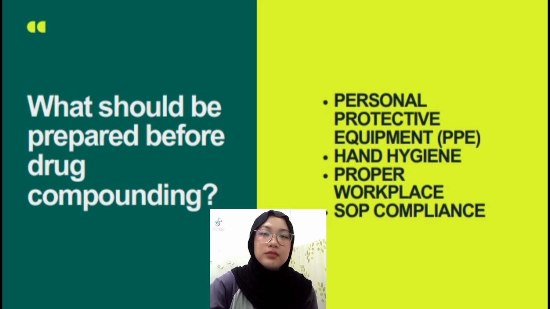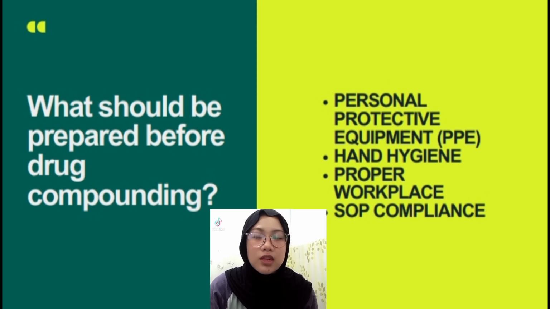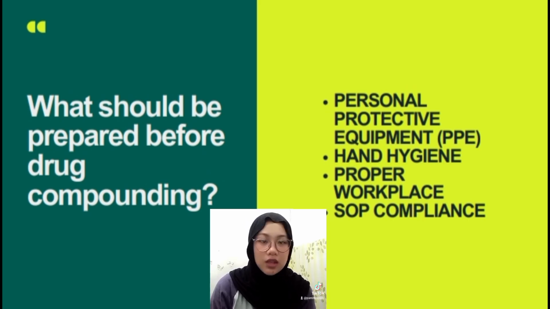And second, poor safety practice can cause biological contamination. When health workers do not wash their hands properly or use dirty tools and equipment, germs and bacteria can easily contaminate the drug. Contaminated drugs are dangerous for patients and can cause infection or unwanted side effects. This condition can reduce the quality and effectiveness of the medication.